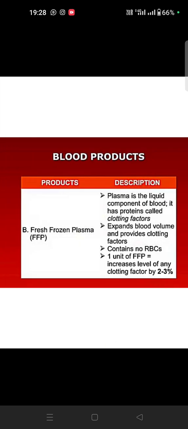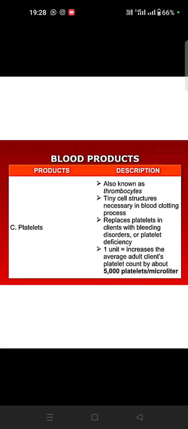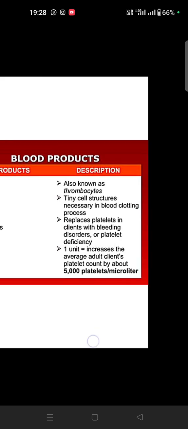Then fresh frozen plasma. Plasma is the liquid component of the blood, with proteins called clotting factors. It provides blood volume and clotting factors and contains no RBCs. One unit of FFP increases clotting factors by 2 to 3 percent. Then platelets, a cell structure necessary for the blood clotting process. For any bleeding disorder or platelet deficiency they can give it to replace platelets. One unit increases the count by an average of 5,000 platelets.